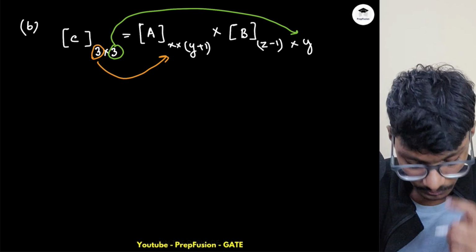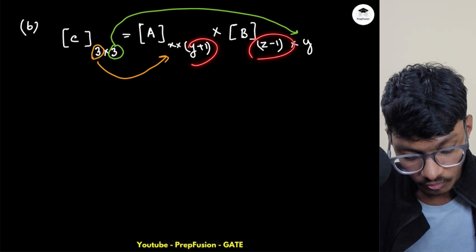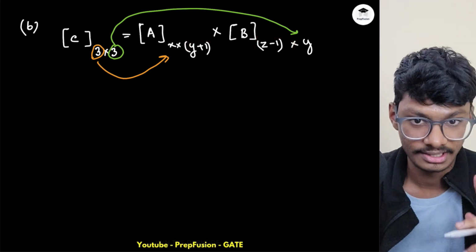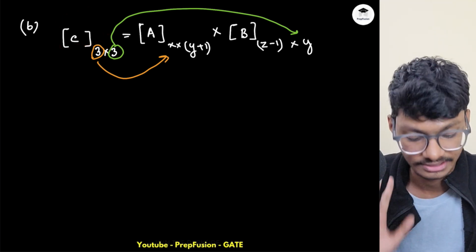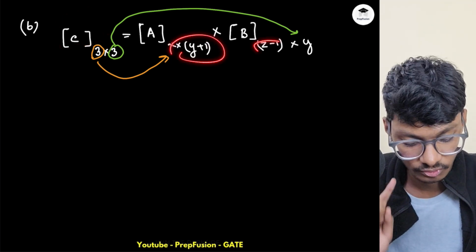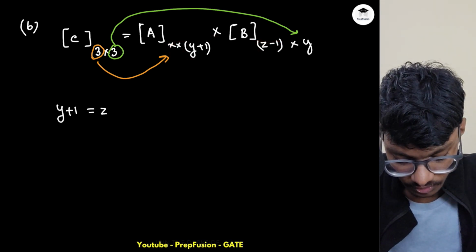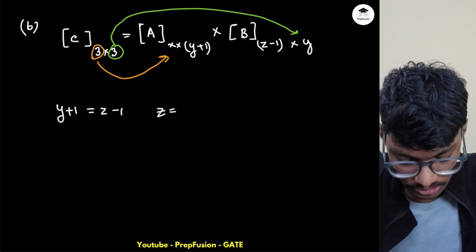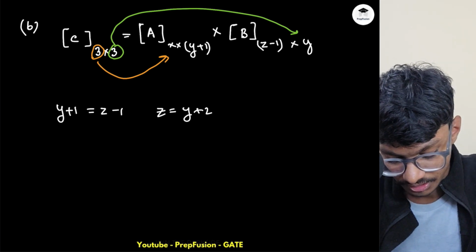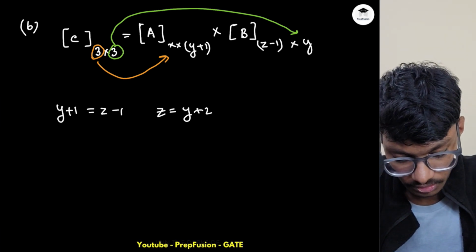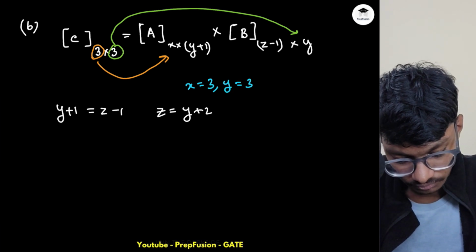Now what will be my Z? That is very important. Another relation we know: for proper matrix multiplication, Y plus 1 equals Z minus 1. So Z equals Y plus 2. Now what is my Y? I've already got Y equals 3. So from this relationship, I have already got that X equals 3 and Y equals 3.